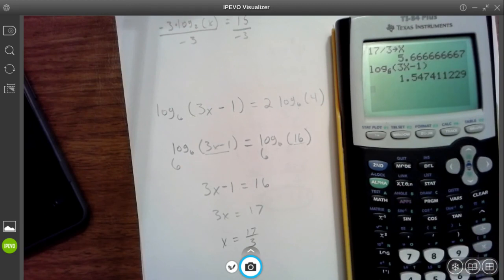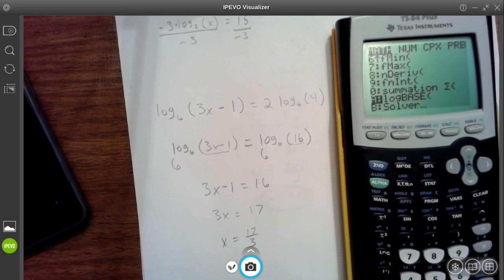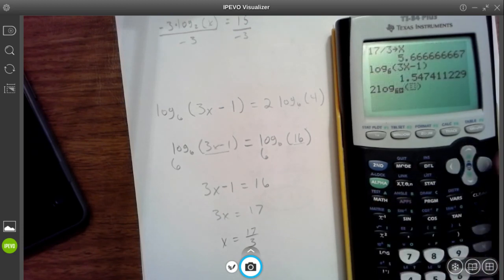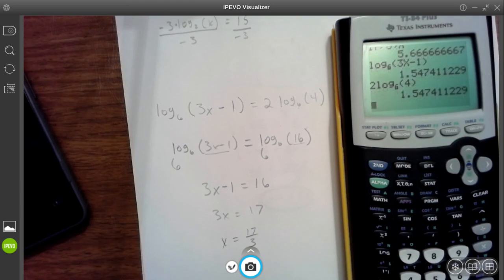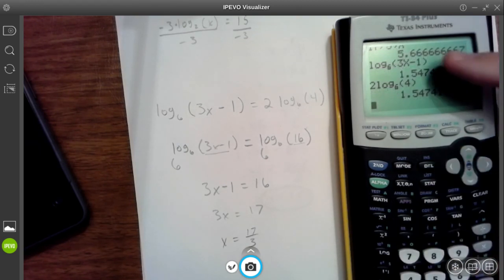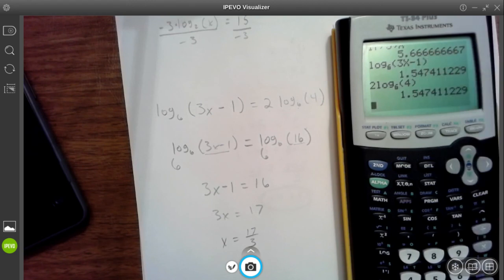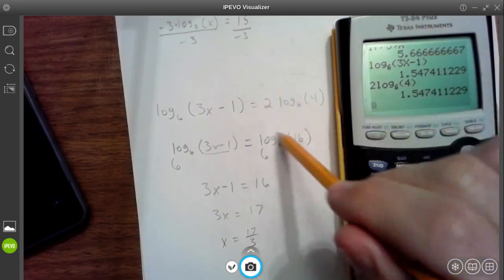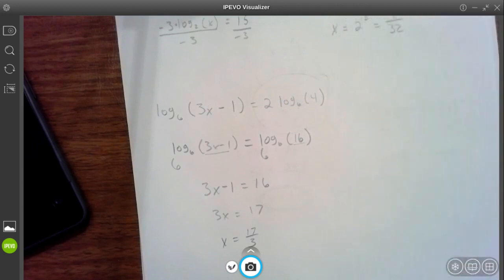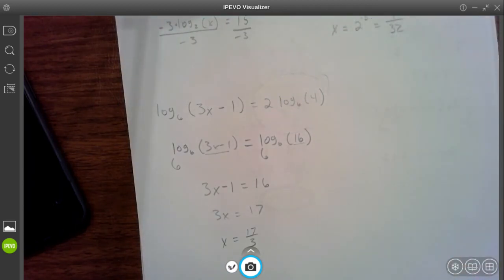There we go. And then I'll type in the right-hand side, 2 log base 6 of 4, and it should be a match. Yay! There you go. So this just gives you another way of typing in or evaluating little expressions like that, rather than just using the change of base formula every time.